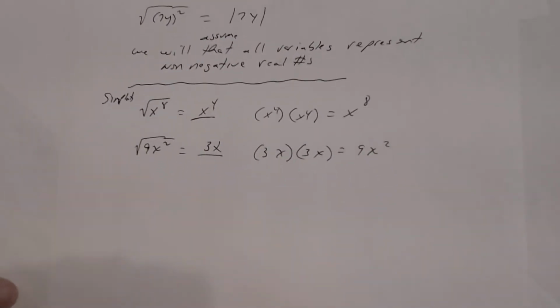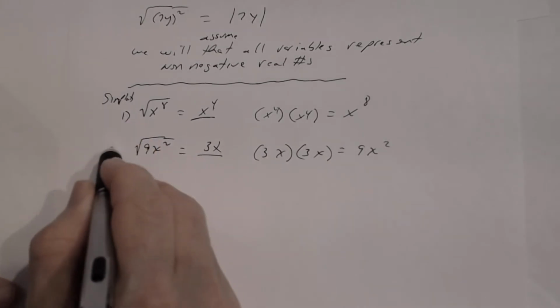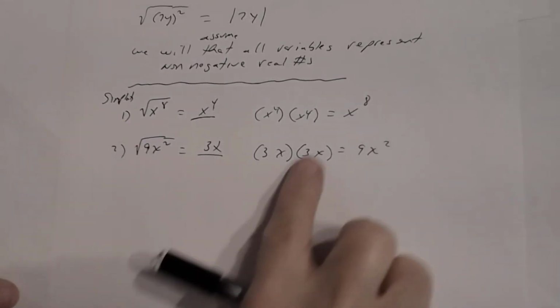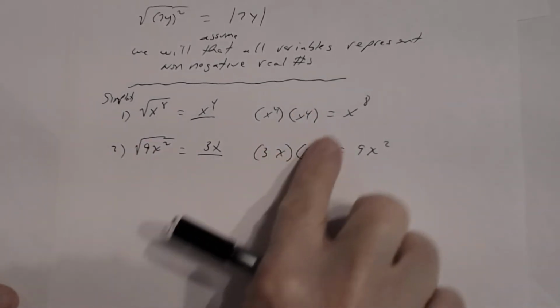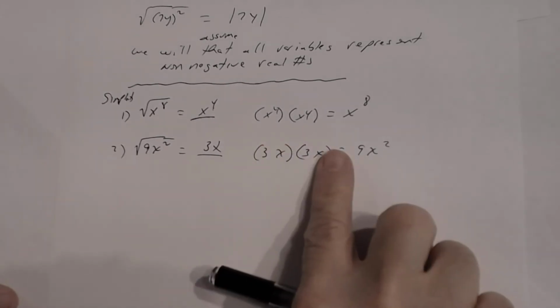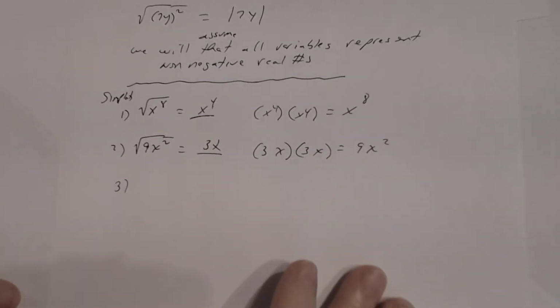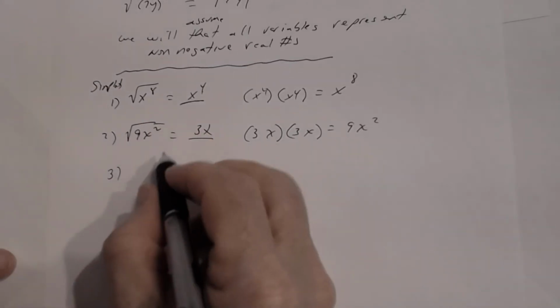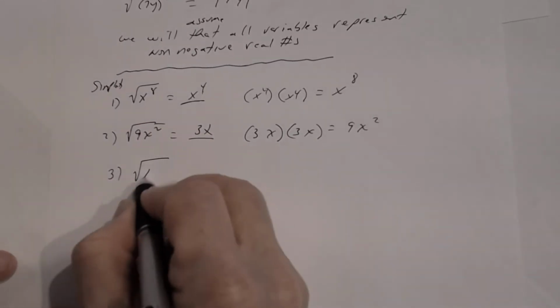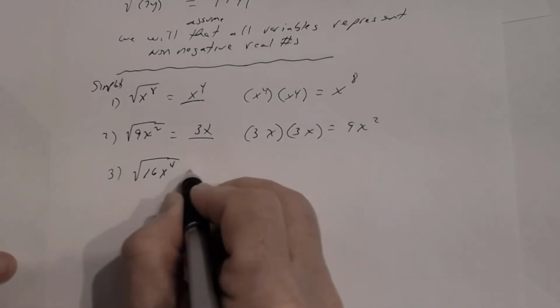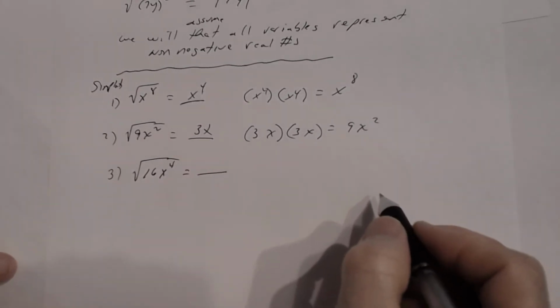So let's look at this one. Let's call this number 1, this number 2. And it does help to think about this right here to get the answer. So number 3, let's go ahead and simplify. Let's say we had the square root of 16x to the 4th. Okay? So what does that equal to?